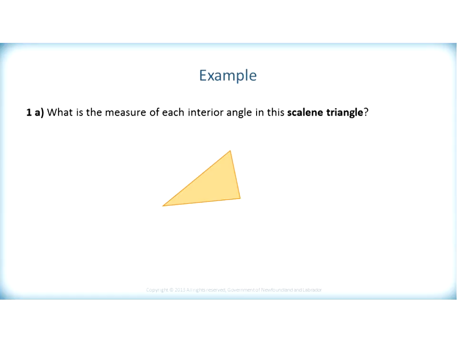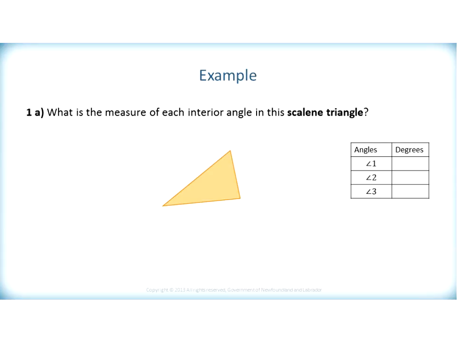So we have an example here where we're going to look at the measure of the interior angle in this scalene triangle. It's a scalene triangle because it contains no equal sides, and by inspection it should be fairly obvious that none of the sides are going to be equal in length. So to find the measure of each interior angle, we're going to put it in this chart. We're going to need to get a protractor.